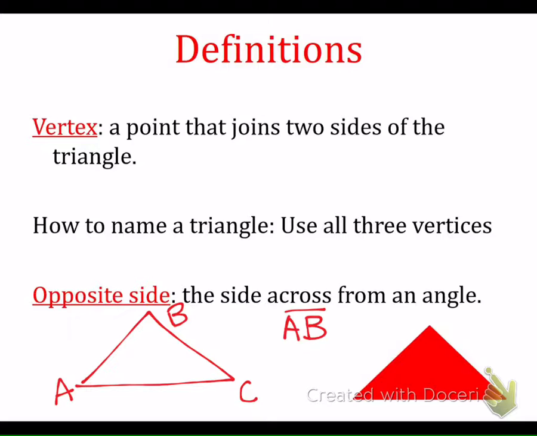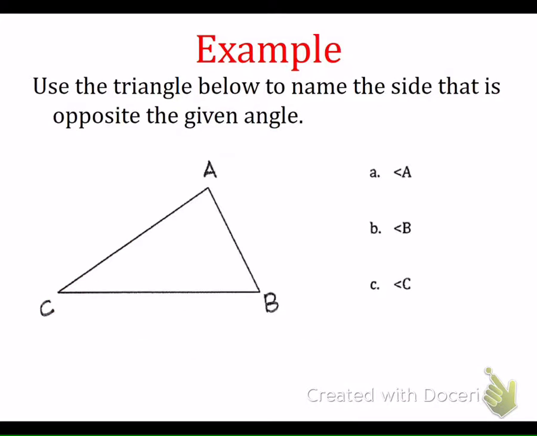And just so we're clear, this would be triangle ABC. Okay? And the side across from angle A is side BC. The side across from angle B is side AC. The side across from angle C is side AB. All right.